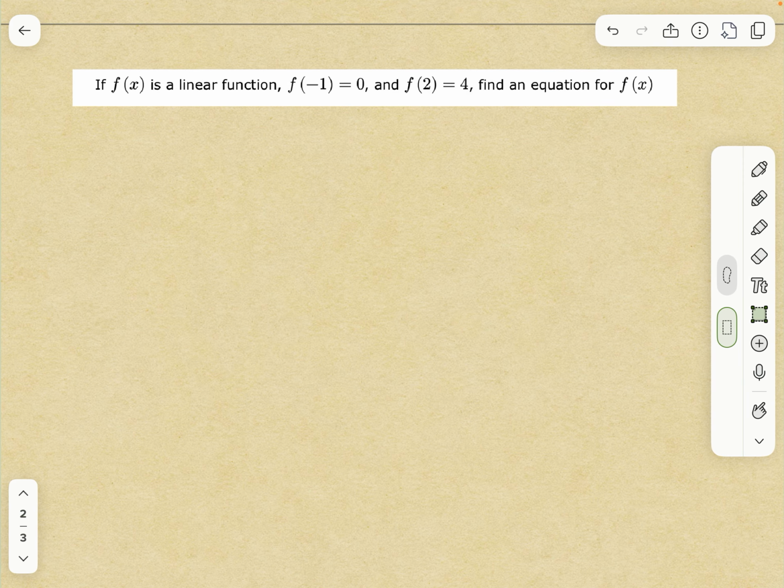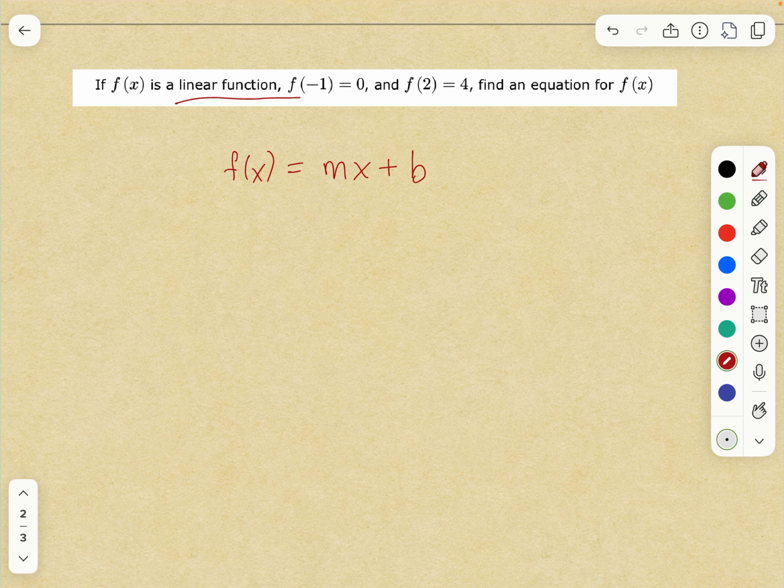This question says, if f of x is a linear function, f of -1 equals 0, and f of 2 equals 4, find an equation for f of x. Well, first of all, the problem says that f of x is a linear function. So I know that my f of x function has the form f of x equals mx plus b. Once we know what m and b are, we can find the function.